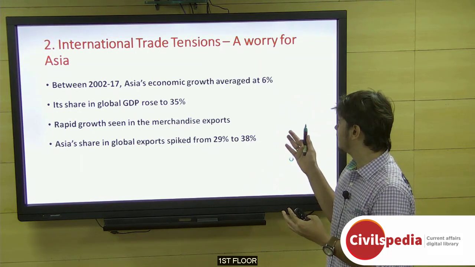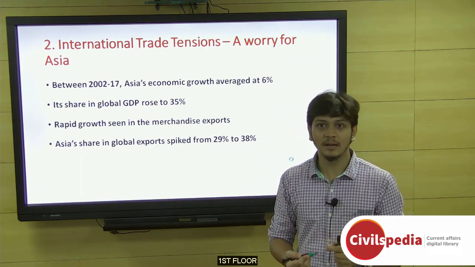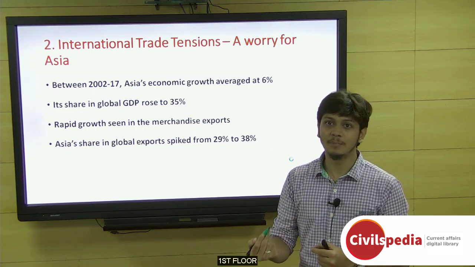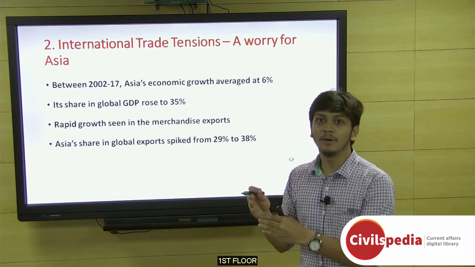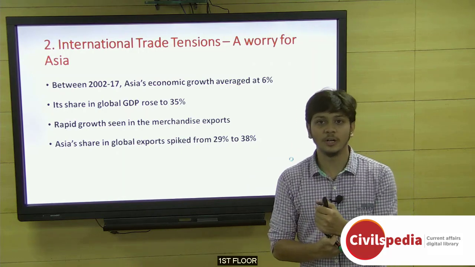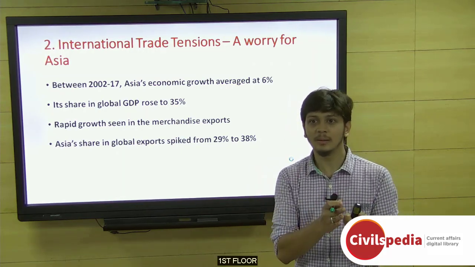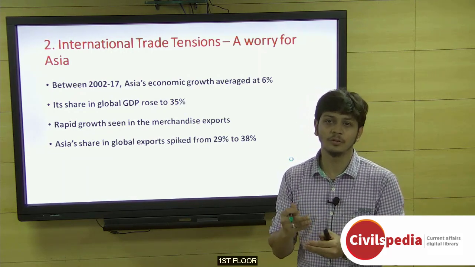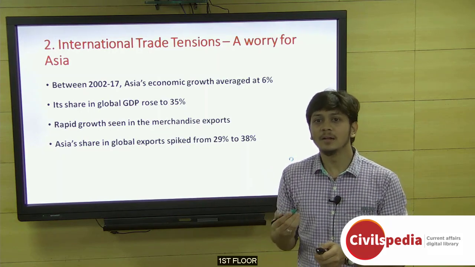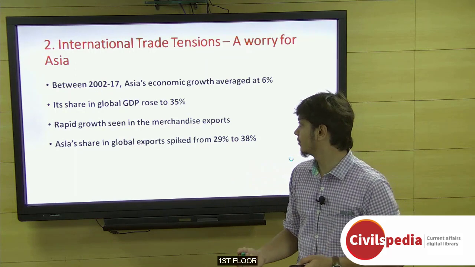The rapid growth is seen in merchandise exports, since more industries are getting set up in these nations. There are huge FDI inflows coming into these nations, such that more merchandise is getting exported, and Asia's share in global exports also spiked to 38%. So from these points we can say that the growth of Asia is increasing. In the past 20 years, there has been huge growth of exports in the Asian region, but it is being said that in the future this growth may reduce because of such protective measures taken by other nations.